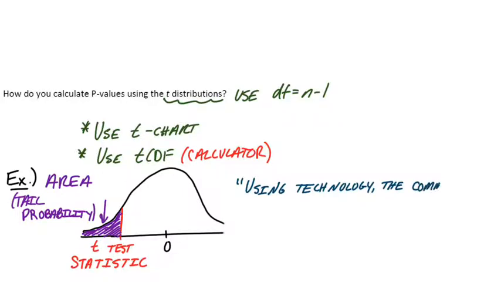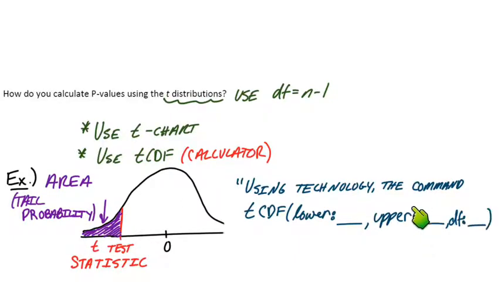The tcdf command is kind of like normal CDF, it's just the inputs are a little bit different. When you make the technology statement, you have to note the lower bound, which in this case over here would be negative infinity, right? Negative 1e99. The upper bound, which would be whatever this boundary's at. And then don't forget the degrees of freedom.